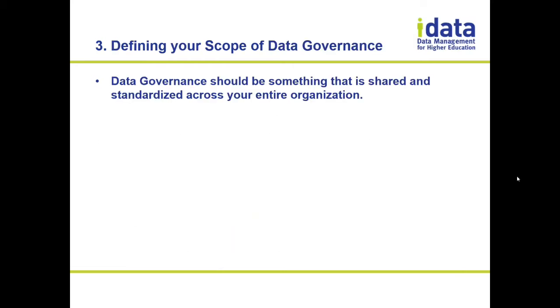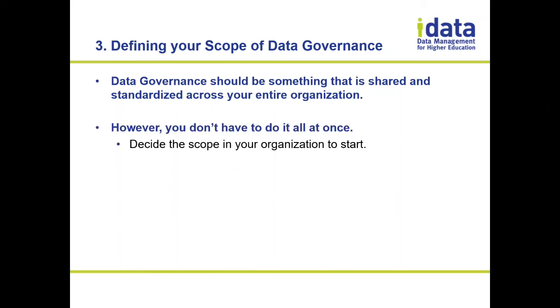So the last thing that you want to do in this getting started phase: the first thing we did is figure out your framework. Second is prioritize your content and what you're going to work on. And then the last thing is to define the scope, right? What we mean by that is, data governance by definition and practice is something that is shared and standardized across the entire organization. It's this organization-wide initiative, okay?